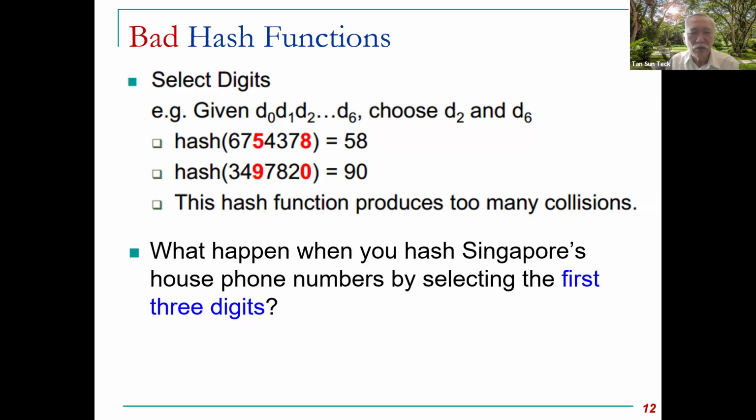The other way is if you just select the first three digits of a Singapore home number. Singapore is divided into some regions, so for every town or region, the first three digits are actually the same. If you do that, every number that you receive for this particular town is going to collide. So we should avoid that. Those are the bad hash functions. Basically, we don't want to select digits as the hash value.